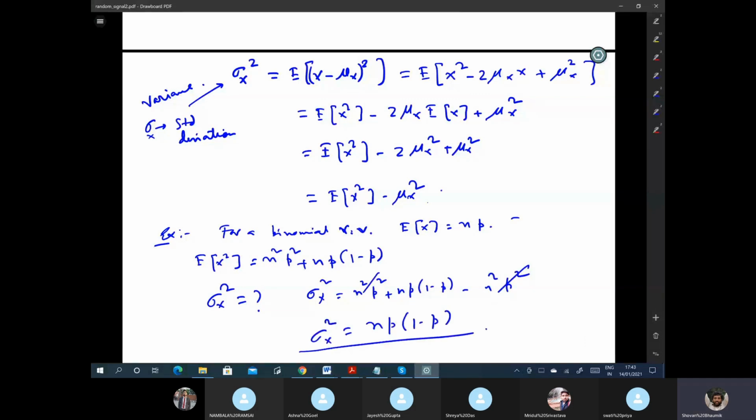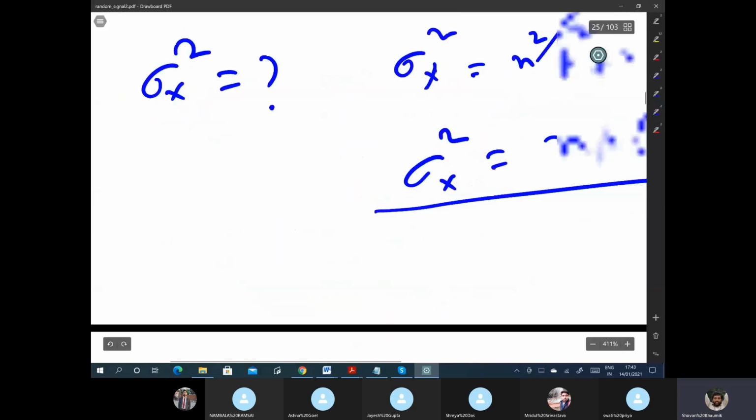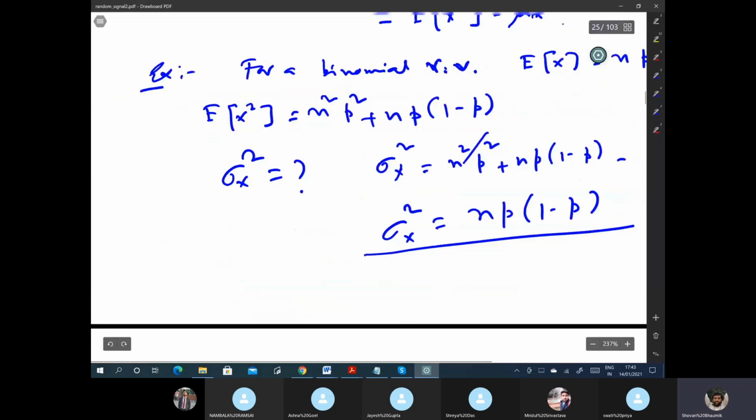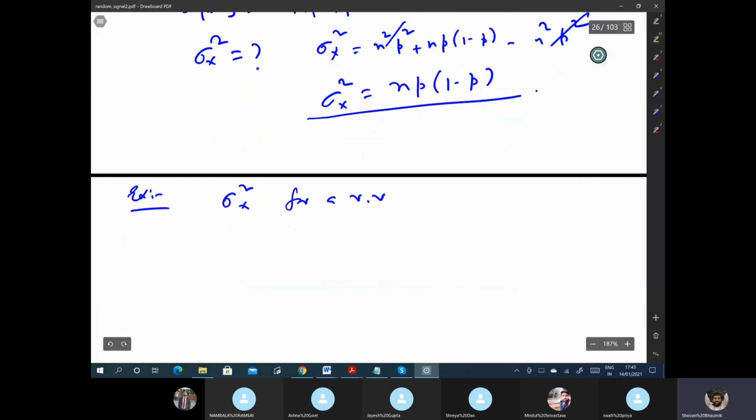Okay, so now similarly, can you tell, in a similar example, what will be sigma x square for a random variable with uniform distribution from 0 to a? What will it be? Tell me.